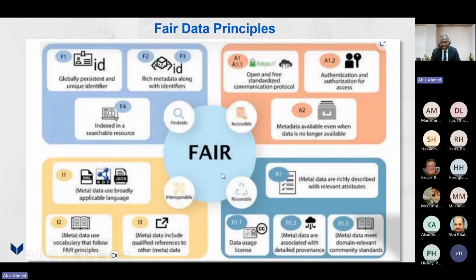So accessing the data: for your data to be accessible, it should be retrievable using a standardized protocol. Your metadata should also remain available even if the data is no longer available. Do you understand? The access condition should also be clearly stated. With that, anyone can access your data anywhere around the world.